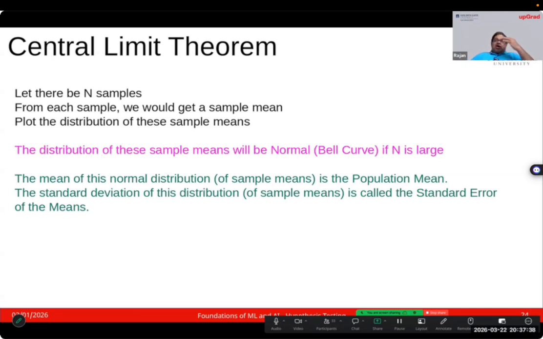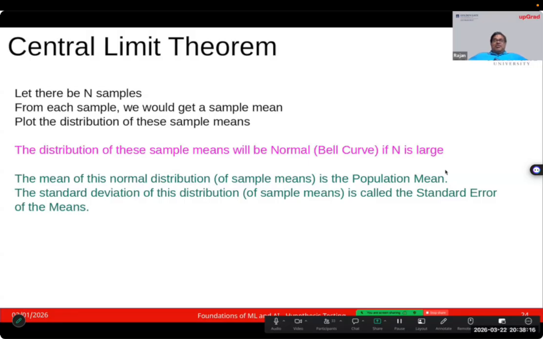Yesterday, we saw that the normal distribution has a mean and a standard deviation, right? So, what is the mean of this normal distribution? The mean of the sample means will be equal to the population mean. That's the first statement. The mean of the sample means will be equal to the population mean. This is remarkable.